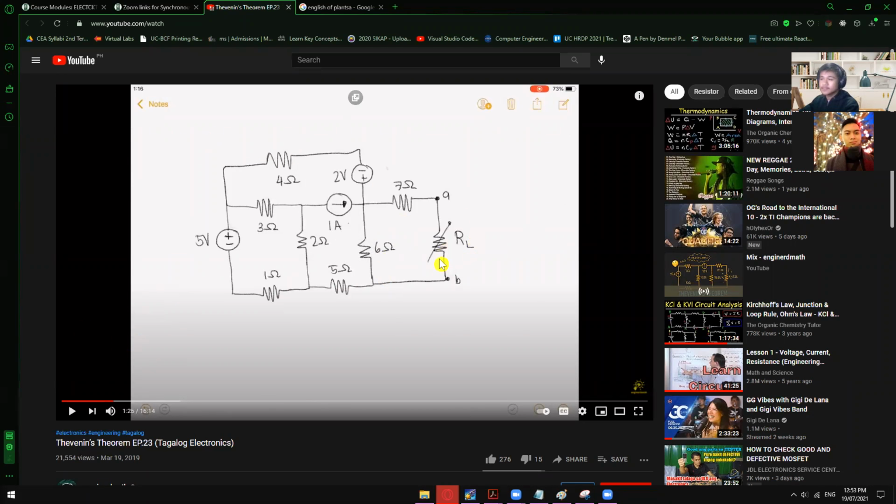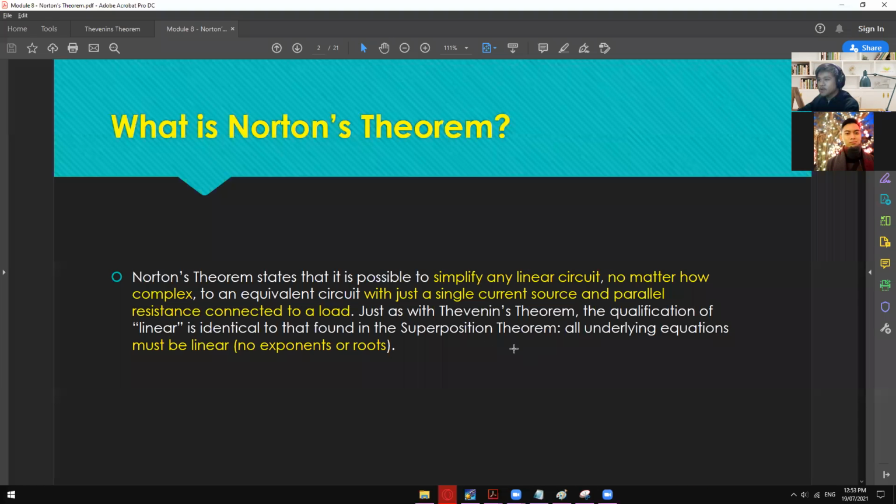Okay, so dapat practice lang, when it comes to simplifying things on Thevenin's theorem or Norton's theorem. So yes, it's easy, but it needs a lot of practice for you to be able to master how to simplify this kind of circuit. Okay, anyway, going back to our topic with Norton's theorem.